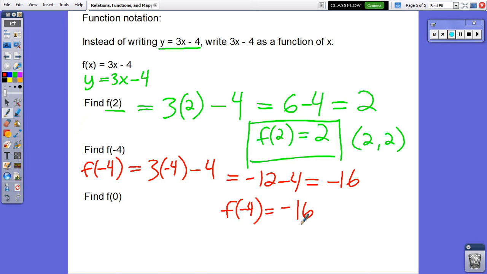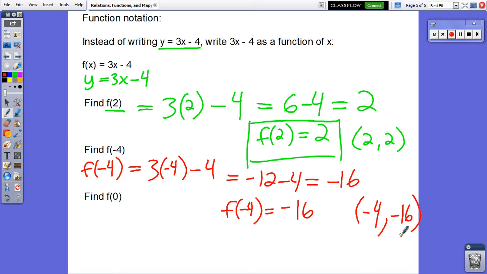Again, that is equivalent to saying that there is a coordinate point where negative 4 is the x value and negative 16 is the y value. Those are the same thing. So f of negative 4 equals negative 16 tells you there's a coordinate point with the x value of negative 4 and a y value of negative 16.